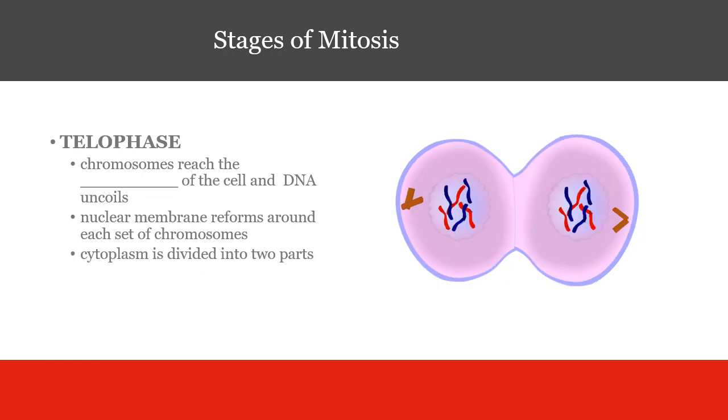Telophase is the last phase, and telo or tele, T-E-L-O or T-E-L-E, stands for far, F-A-R. And so the chromosomes reach the poles of the cell, which means they're going far away, and DNA uncoils. The nuclear membrane reforms around each set of chromosomes, so each set is going to be contained within a nucleus again, and the cytoplasm is then divided into 2 parts. At this point, the spindle fibers are going back within the centrosomes. We're ready to head back to interphase at this point.